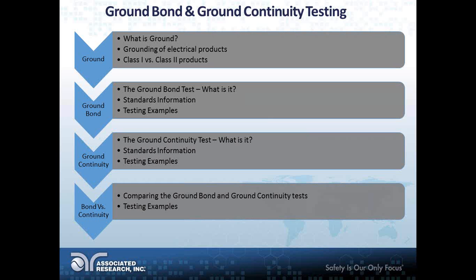Obviously, if we want to understand bonding and continuity testing, it's pretty important to understand what a ground is, as well as the types of products that you run these tests on. And then we're going to break out and get a little more specific. We'll begin after that by talking about the bonding test. What is it? What do the standards say about it? And then looking at some test examples.